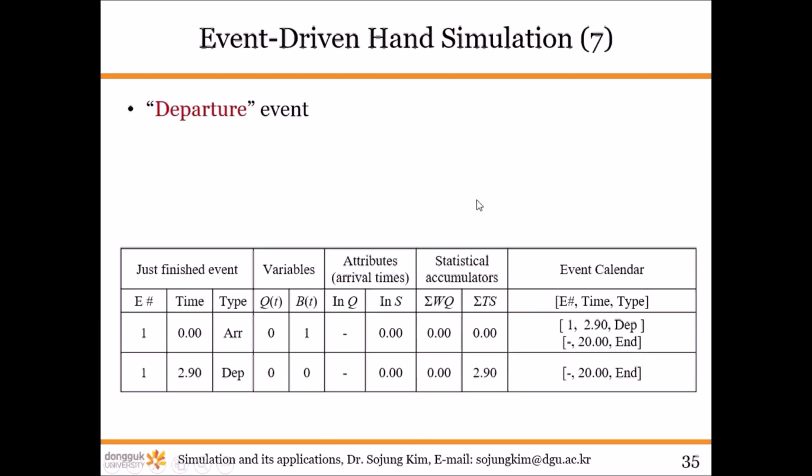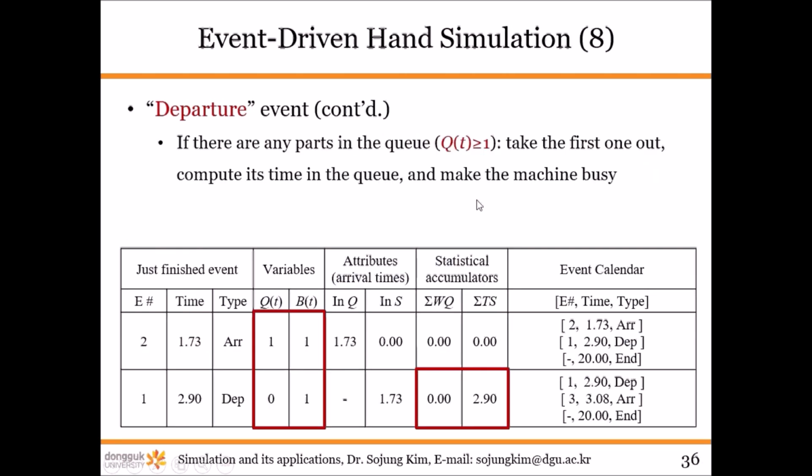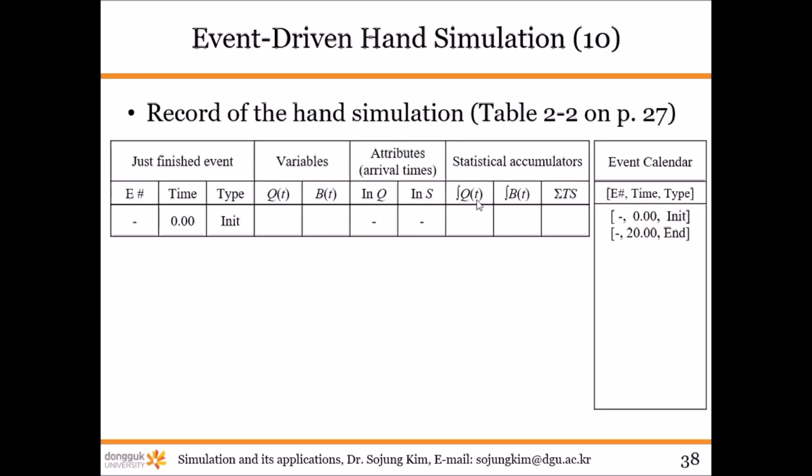Let me skip this one because last time I already mentioned it. Okay, so let's review this hand simulation. In this case, we have two more time-persistent statistics, as you can see here: the integral of QT and the integral of BT, right? And the last one is still a tally statistic, which is updated when we have a departure event.